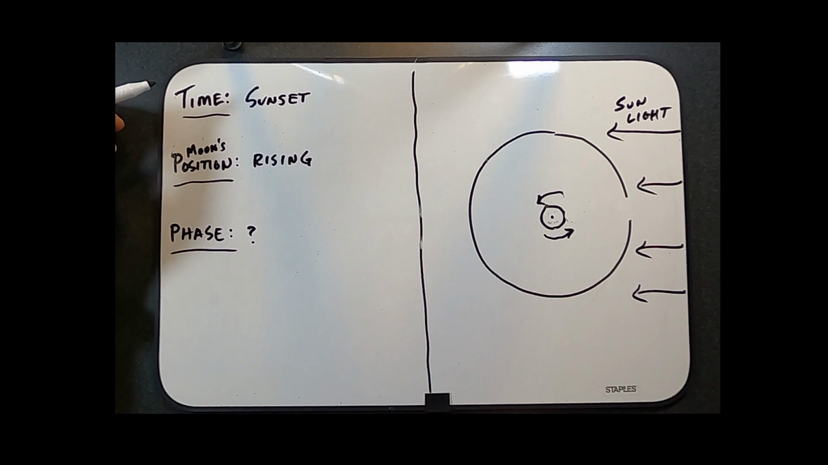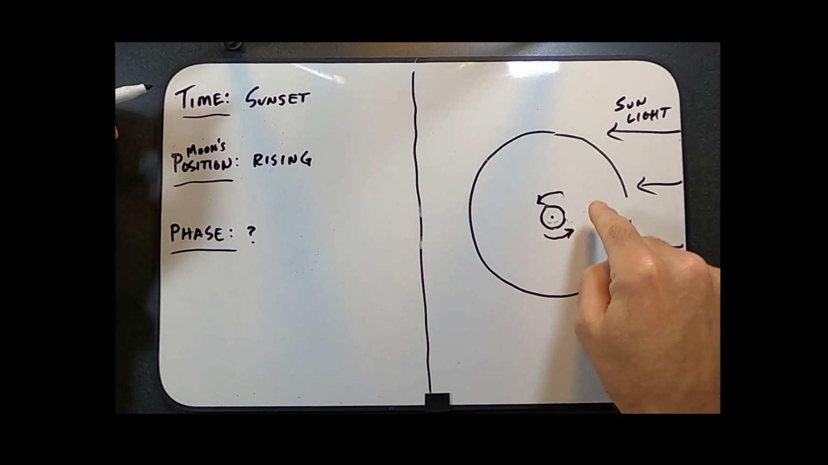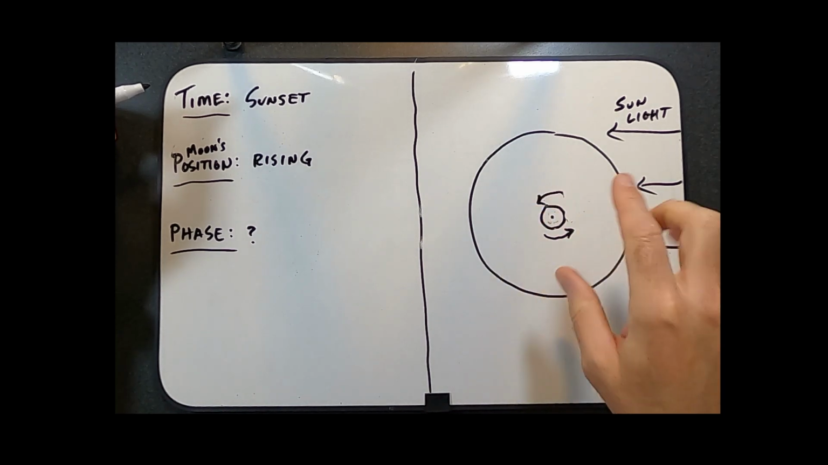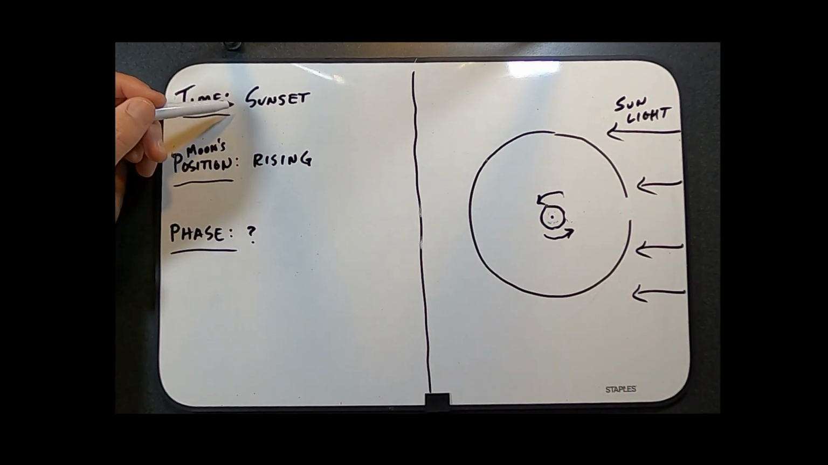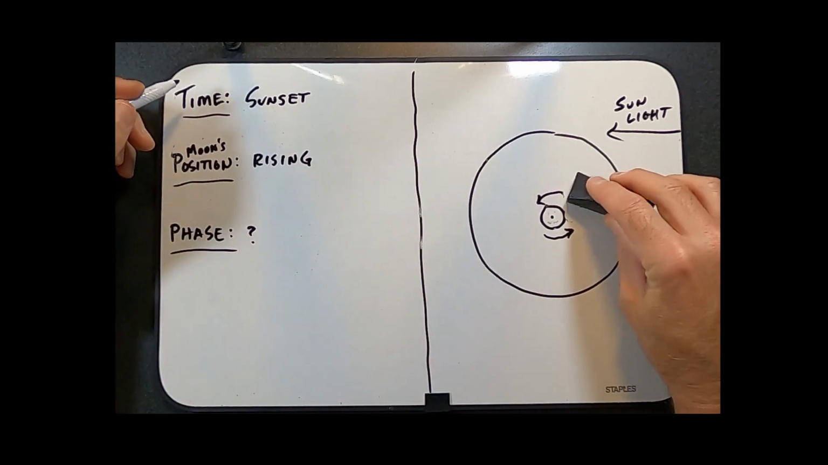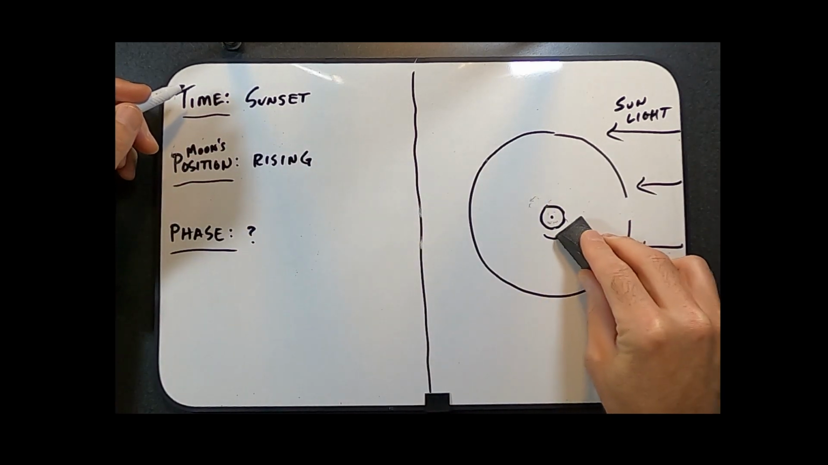It's the same deal. Draw a picture: North Pole, Earth rotates counterclockwise, orbit of the moon, sunlight coming in from over there. Time of day is sunset. Now I'm going to get rid of these arrows to free up some space.